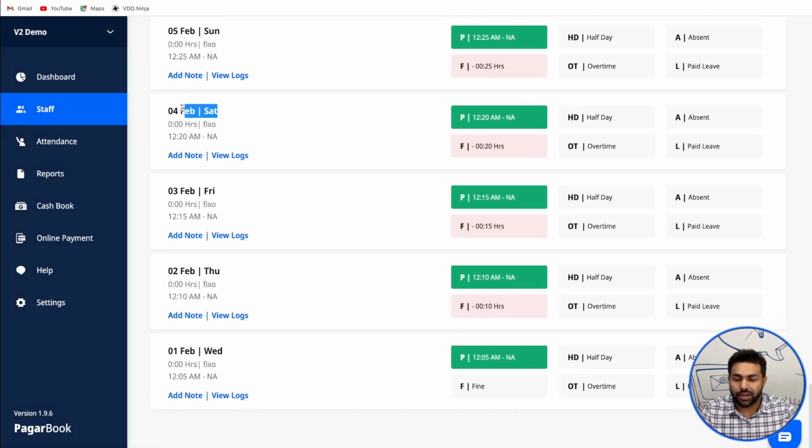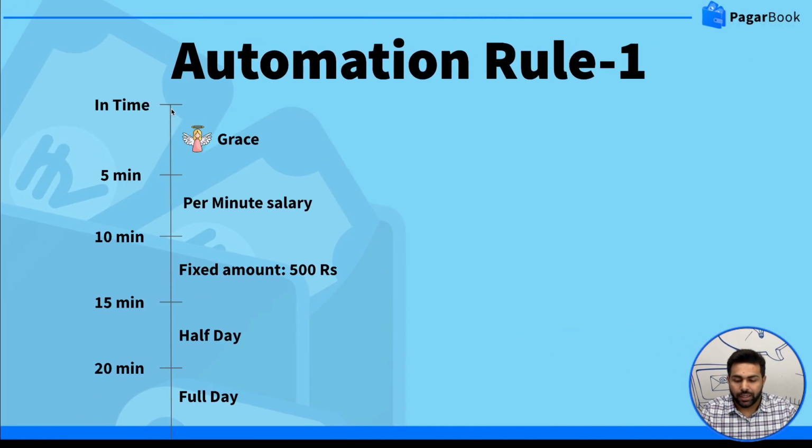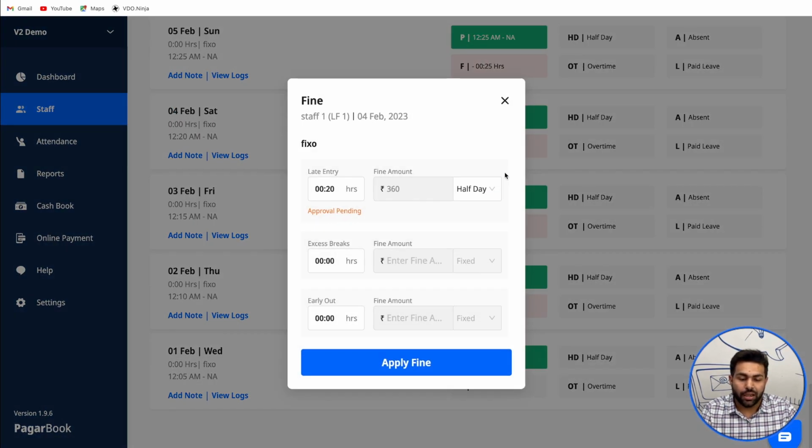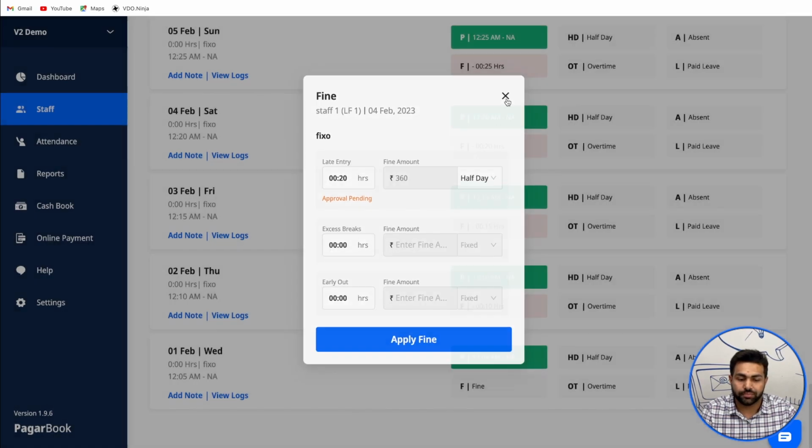Again on 4th Feb he came late by 20 minutes, so full half day fine will be deducted. So here on 4th Feb we can see half day fine is deducted and accordingly the amount will be charged.